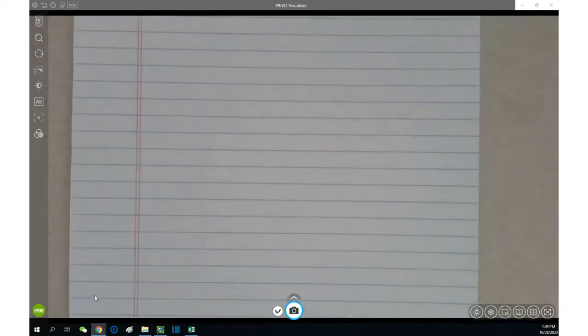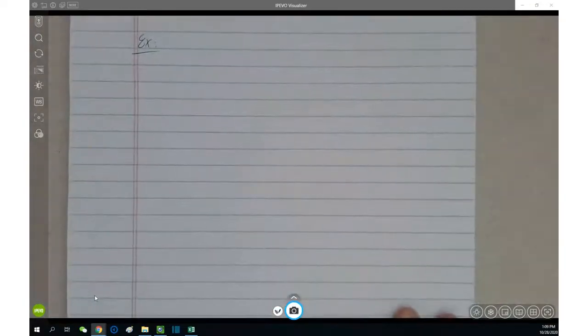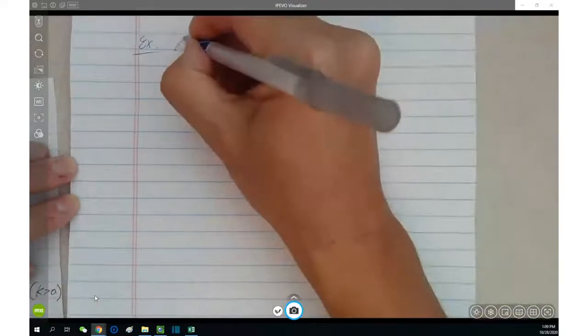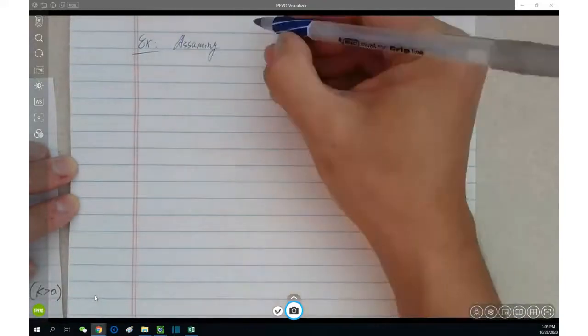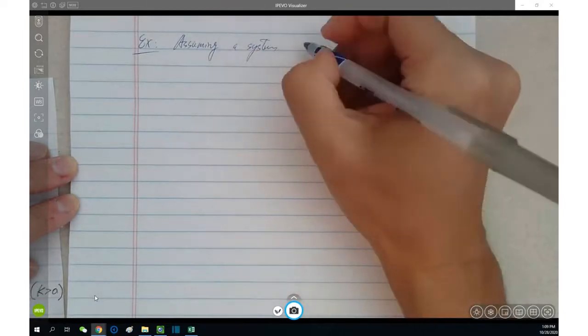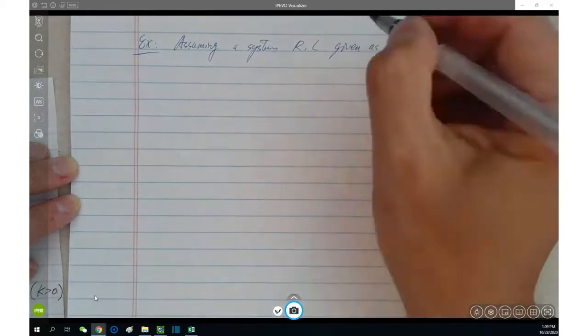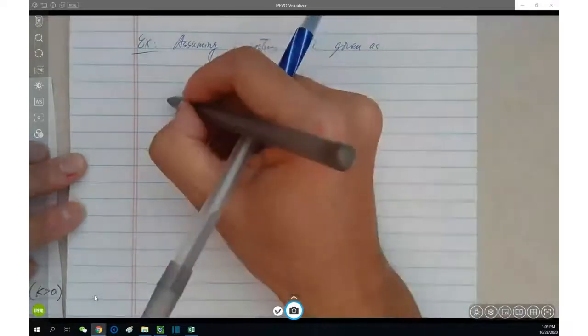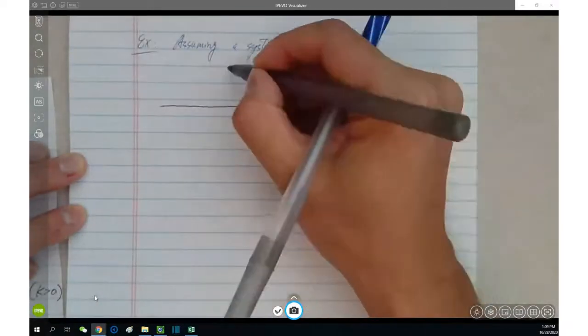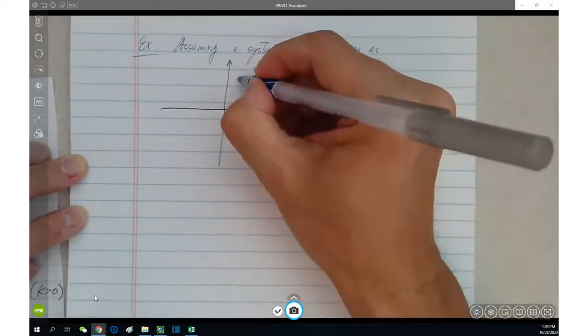And now let's have another example, also trying to clarify the concept. Assuming another system, whose root locus is given as below. What does it look like? Okay, what does it look like is this. This is the x-axis, this is the y-axis, and the root locus is like this. Okay. It looks like this.